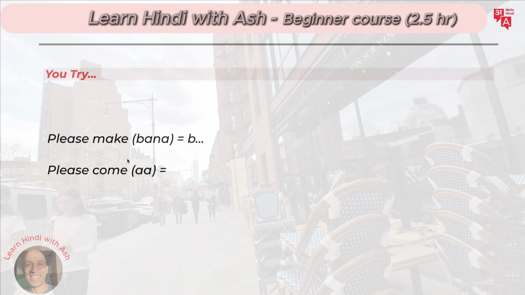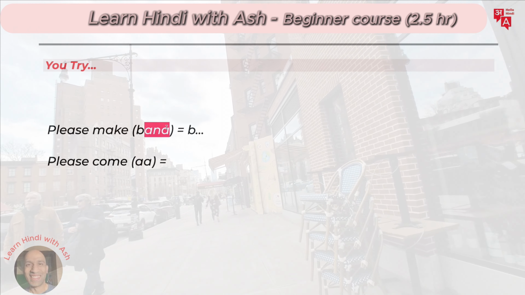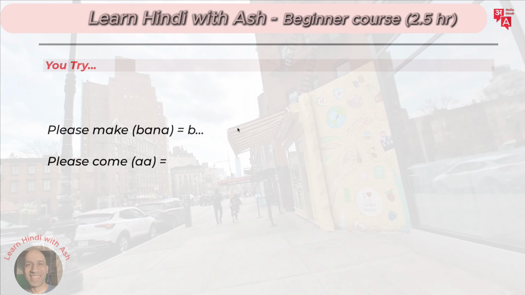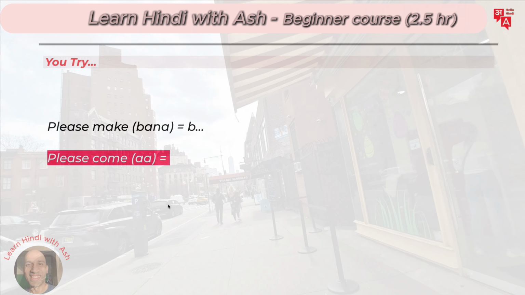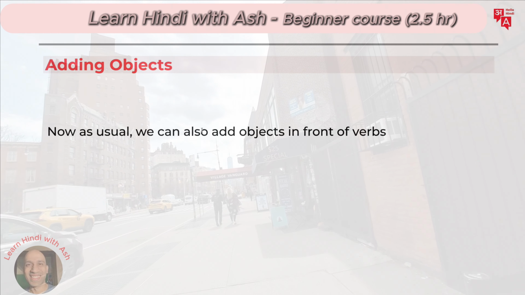Very easy. See if you can say it. Please make. बना. Right? Bana is the word for make. How can you say this? Very easy. Not baniye. Banaiye. Same here. Please come. Yes, I think you got it. Very, very easy. Now you just need to add objects on it. So we just add objects.